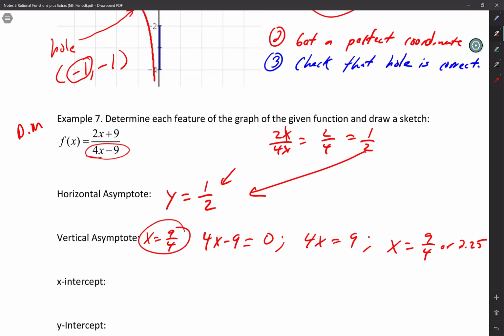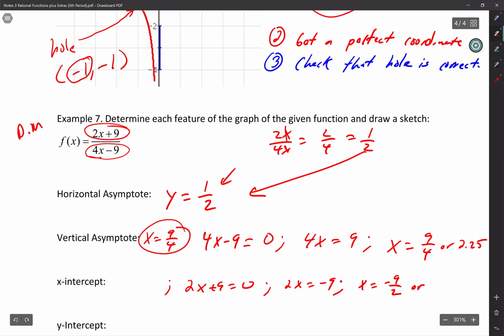All right, x-intercept. The only way to get an x-intercept is if my numerator is 0. 0 divided by anything is 0, unless you divide by 0, then that's something special. Well, that's your hole, right? So let's not confuse you guys. 2x plus 9 equals 0. Move the 9 to the other side. 2x equals negative 9. Divide by 2. x equals negative 9 over 2, or negative 4.5. So your x-intercept is negative 9 over 2, comma 0.